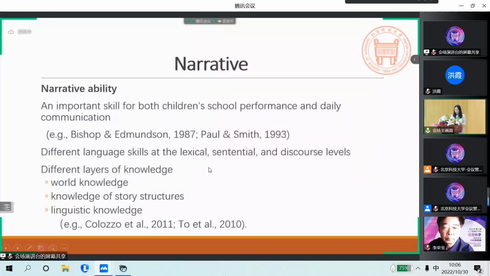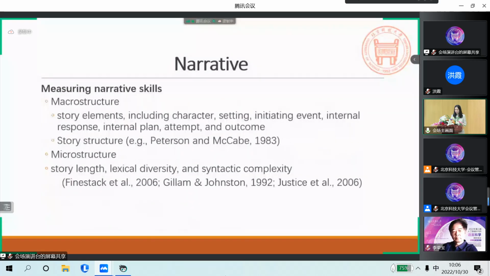So the production of narratives should integrate different knowledge and skills. But how to measure the narrative skills in the literature?